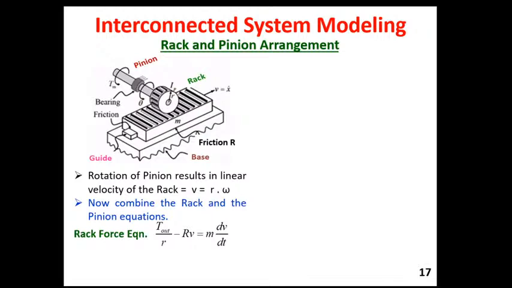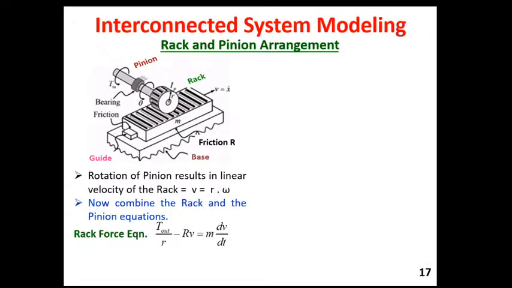So the rack force equation: T out divided by R, where T out is the output torque of the pinion. Torque is equal to force into radius, so torque divided by radius is equal to force. So whatever force is applied on the rack is given by T out divided by R. So T out divided by R is the input force on the rack minus R into V. R into V is the loss in the rack, the force loss due to friction.